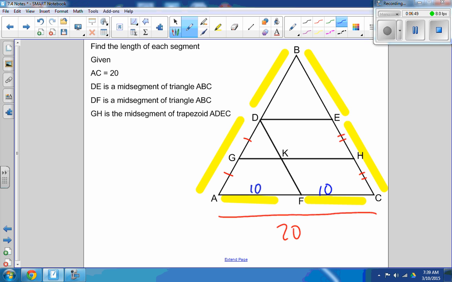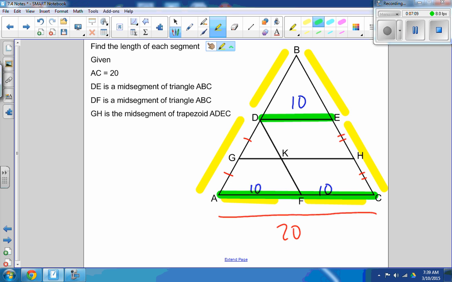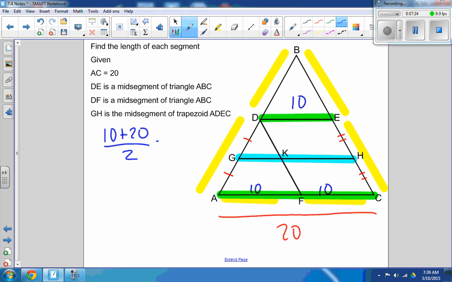Now DE is the midsegment, so DE was the midsegment of the triangle. That is half of this side, so DE is going to be 10. Now if we look at what we also have here, we've got the trapezoid. GH is the midsegment of the trapezoid. So it's going to be the sum of the two sides divided by 2. So that's going to be 15. So the length of GH is 15.